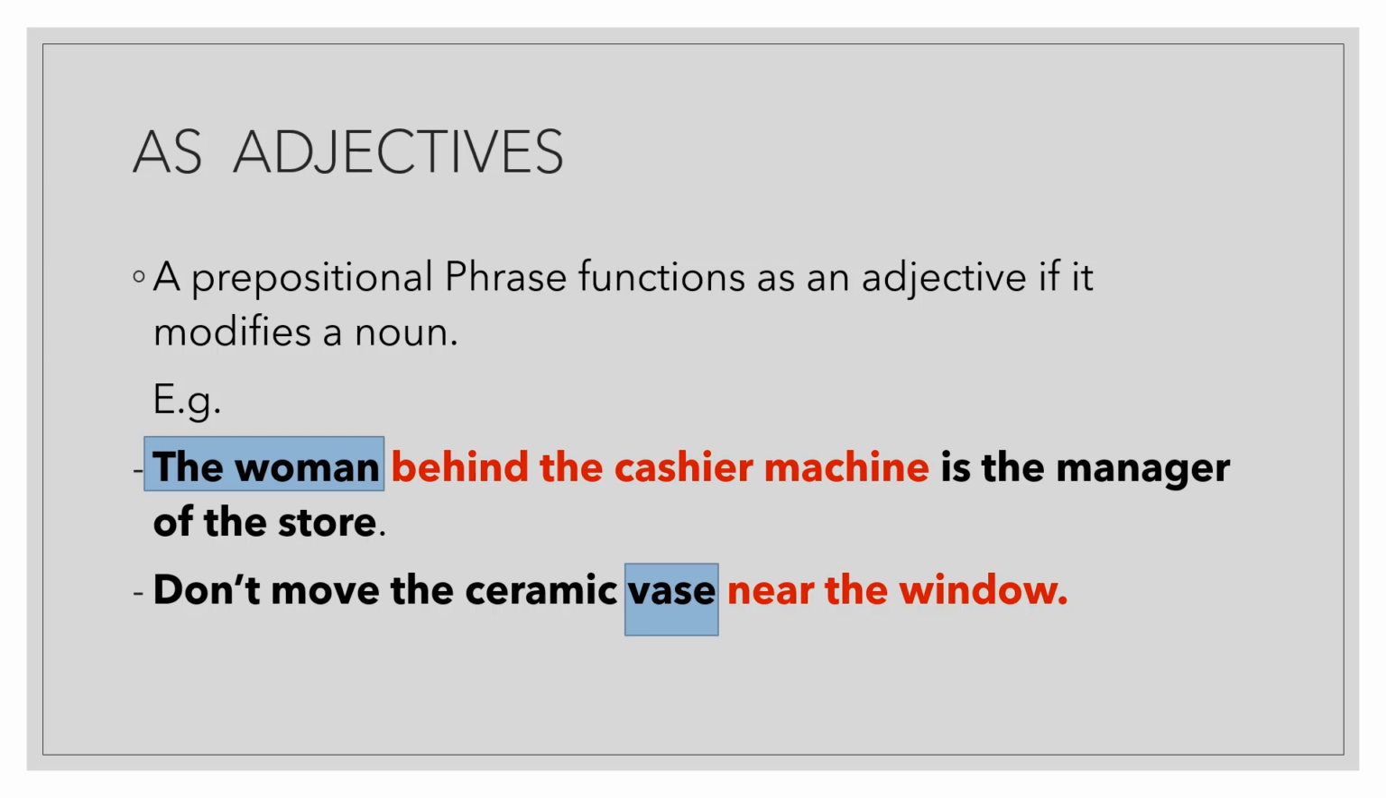In the first sentence, the woman is the noun which is modified, or explained, by the prepositional phrase behind the cashier machine. And in the second sentence, vase is the noun which is explained or defined by the prepositional phrase near the window.